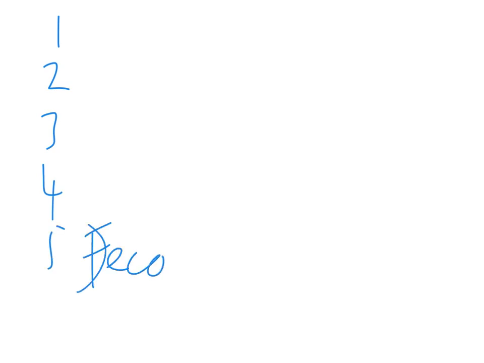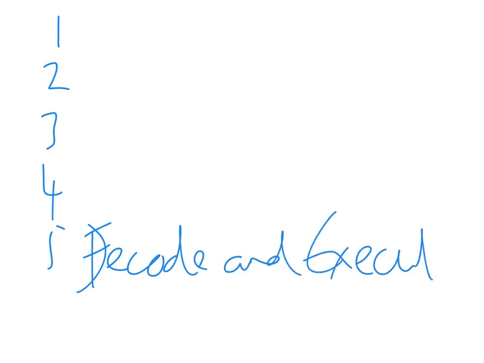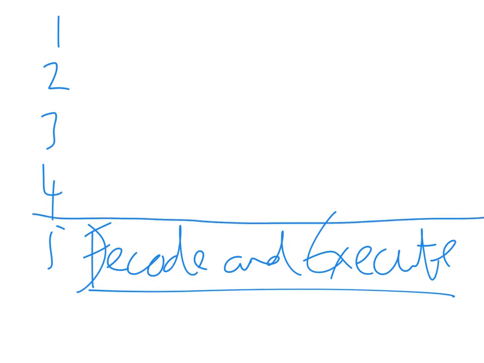And the last question: steps in a fetch execute cycle. So we know there's 4 steps. Hopefully decode and execute. Hopefully we can remember that that's the 5th step, and hopefully we know that the first 4 steps are what are a read operation.